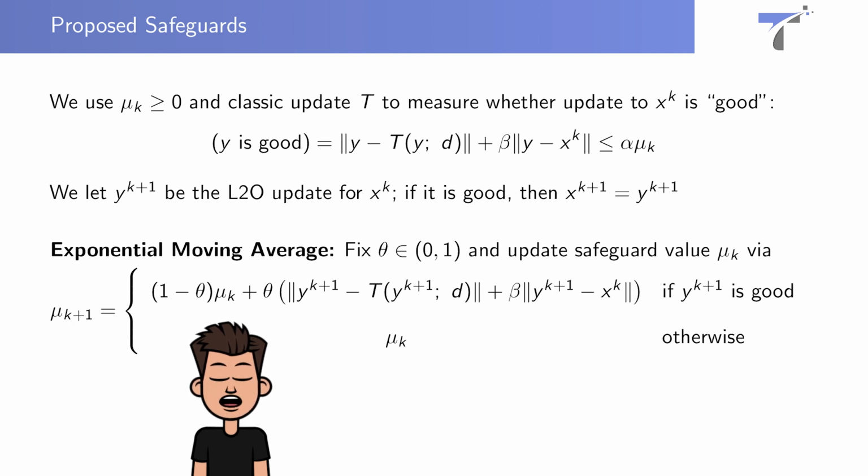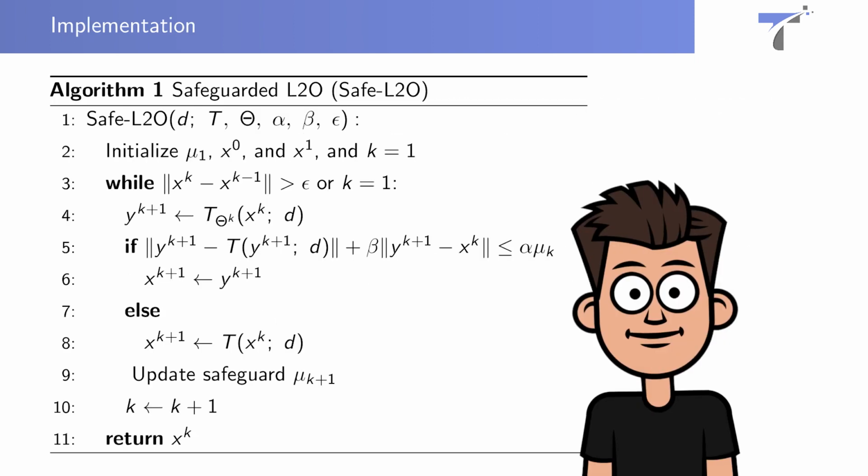Now let's consider how to update mu k. Here we show an example with an exponential moving average, where we fix theta between 0 and 1, and we update the safeguard value mu k via multiplication by 1 minus theta. Then we add to this theta times the expression we saw above. Because alpha is between 0 and 1, this update mu k plus 1 will now be a geometric factor less than the current iterate mu k.